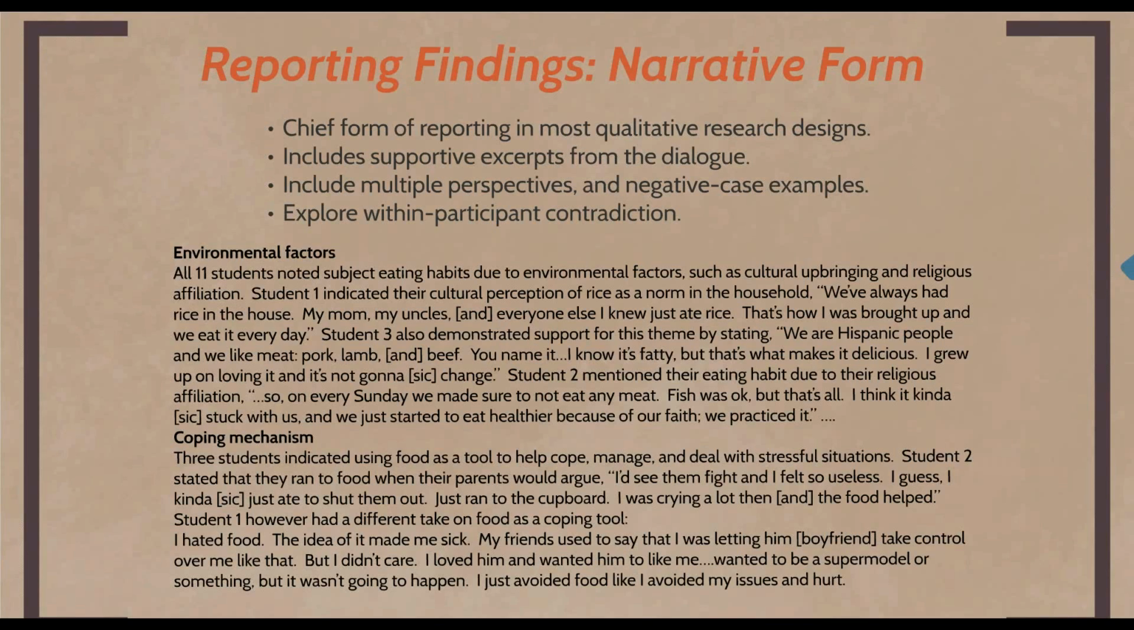Student 3 said something similar and talked about his Hispanic heritage. Student 2 spoke about eating habits due to religious affiliation. So you can see everyone sort of agreed, and they're talking, but they're different environmental factors. It's religion, it's culture, it's race, all along, but they're all factors that surround them, so you can make that into a theme. Then the next one is coping mechanisms.